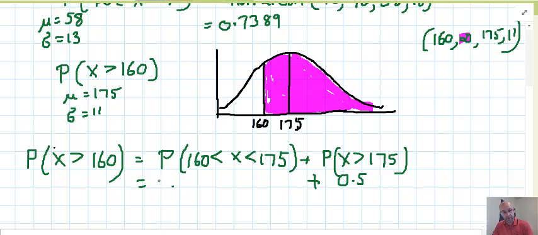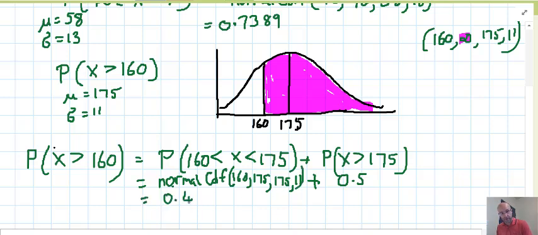So basically we just need to find now this from 160 to 175. So for our normal CDF, we'll have the parameters there, 160, 175, and then 175 and 11 because it's non-standard, and I've just done that on the calculator. 0.4137 plus 0.5 gives us 0.9137, 4 decimal places.